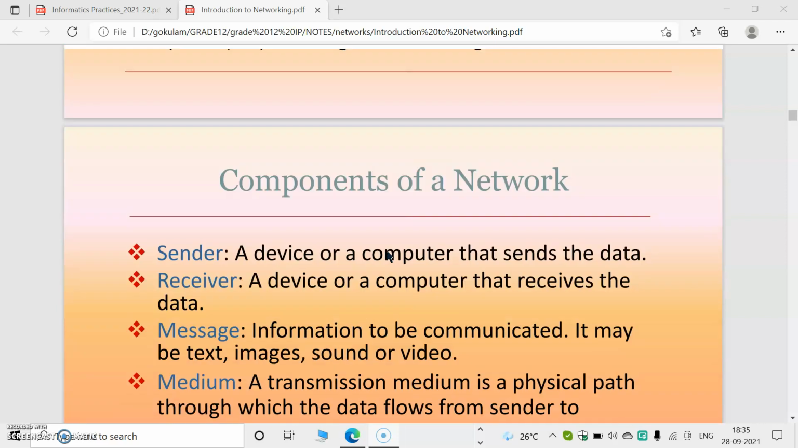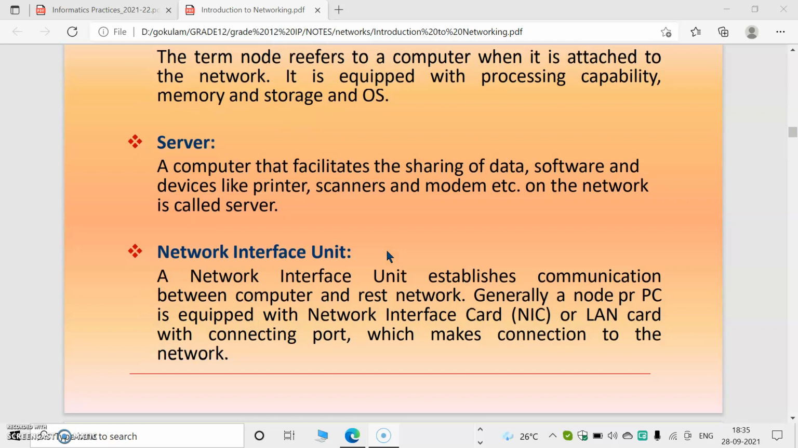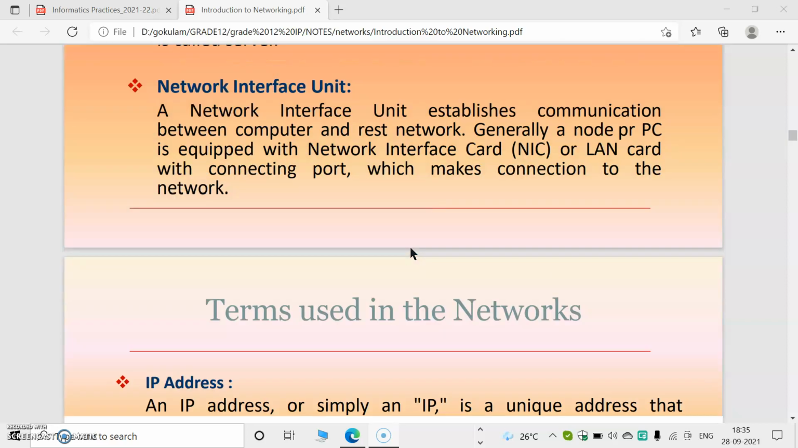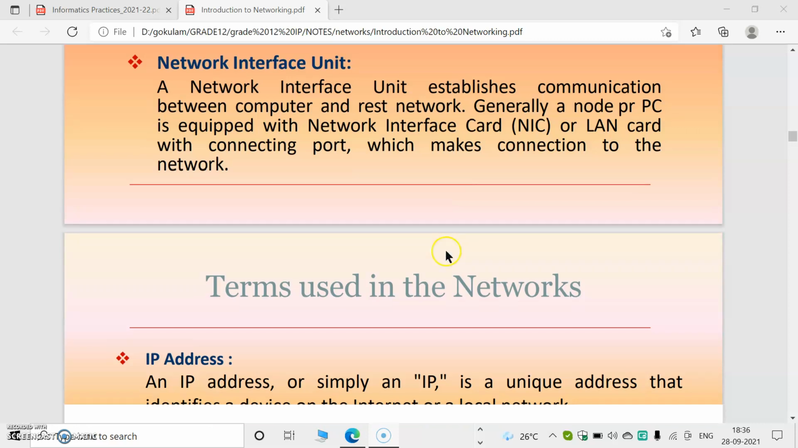So what are the terms used? First is workstation, that means our computer. Second is server, by using which we can share data, software, and devices. Software and hardware device sharing is also possible. Then the network interface unit or NIC. It establishes a connection between the computer and the rest of the network. In our computer, a network interface card, NIC or LAN card, is used. By using a connecting port, we can connect to the net.